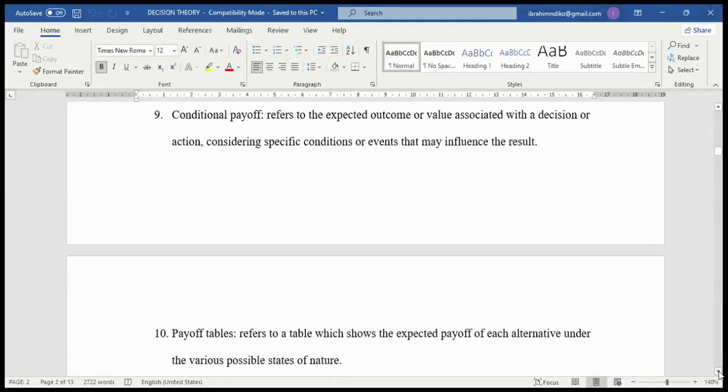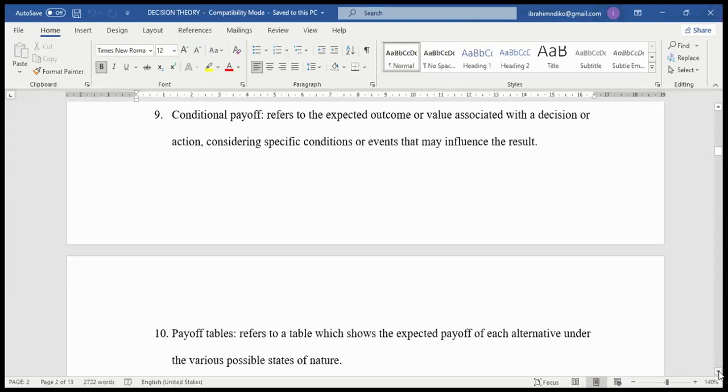So when we talk about conditional payoff, we mean that this refers to the expected outcome or value associated with a decision or an action, considering specific conditions or events. Remember, when we talk about conditions, we mean events, which might influence the result.